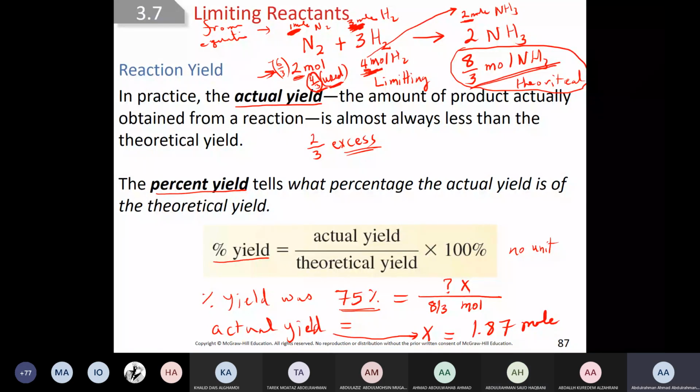It's the actual yield. Is this clear? Doctor, isn't the answer 2? Yes, doctor, I get 2. Yes, the answer is 2, we got it. You have to multiply by 100. Ah, of course, doctor. Okay, I just did not do it.